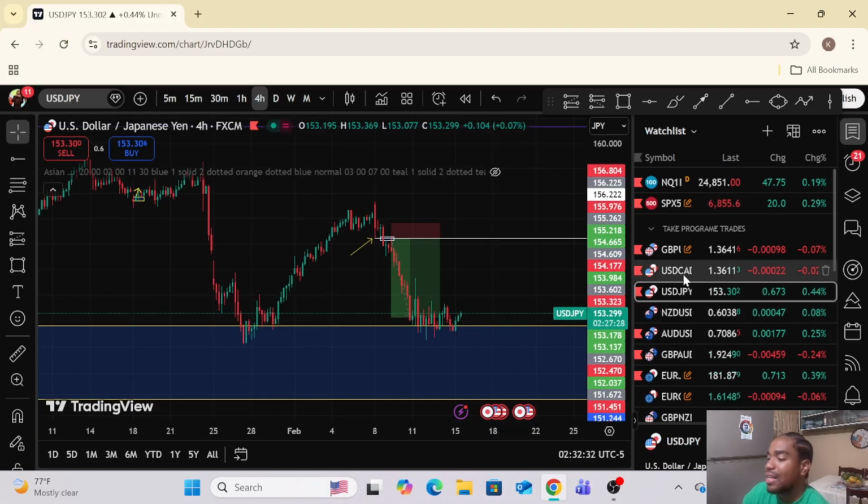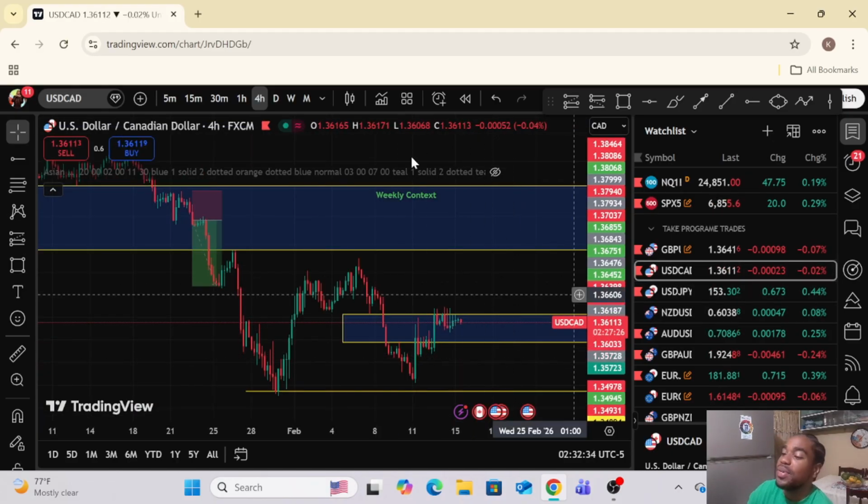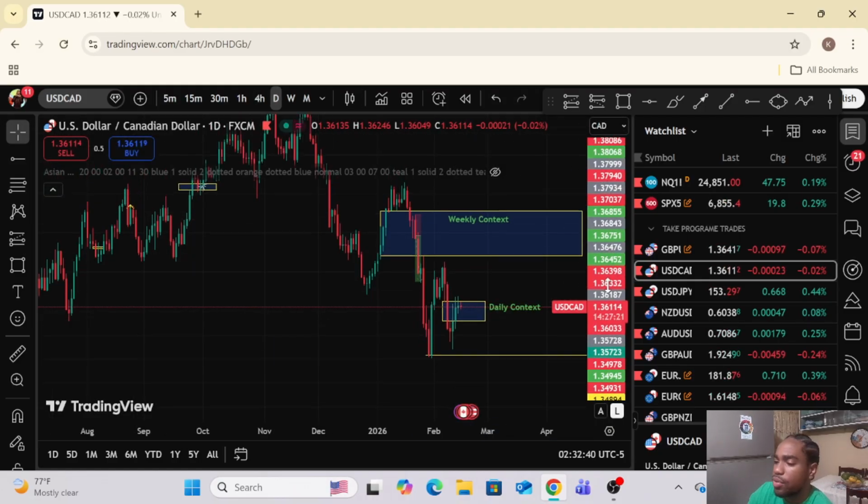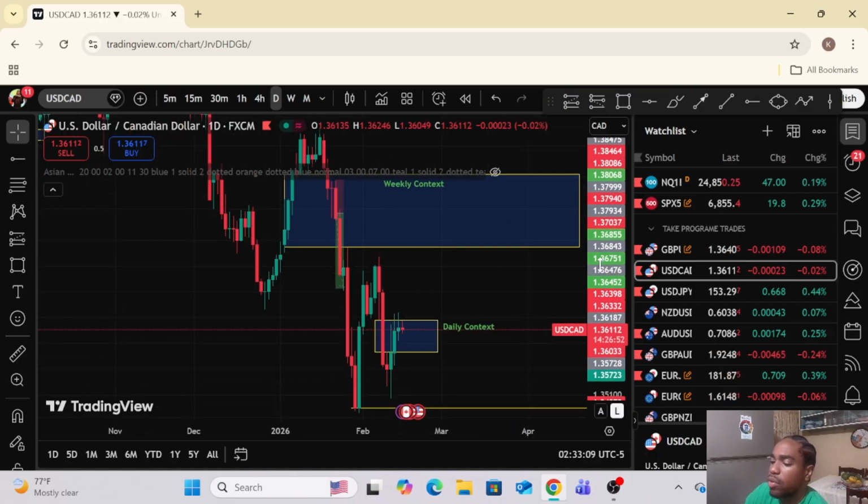Okay, and last but not least, Mr. USD CAD. Although I took an L on that trade, I was very proud of myself, and this is when you should be proud of yourself. When you followed your plan to the T and it does not work out, you should be proud of yourself. Because in the long run, this is what is going to keep you from blowing your accounts. This is what is going to keep you from taking irrational trades. So let's just dive into that and take a look at what I saw.